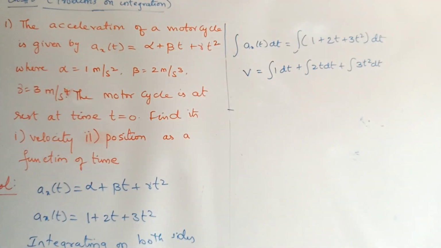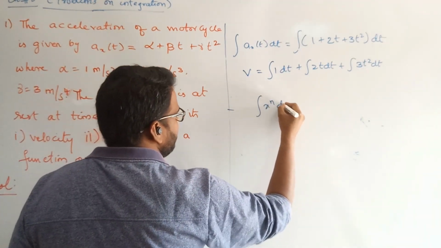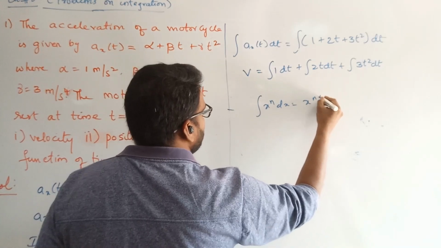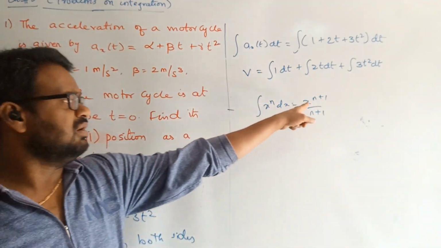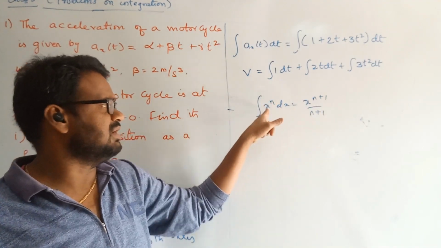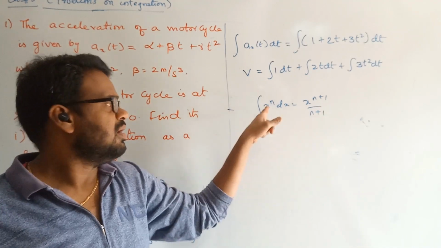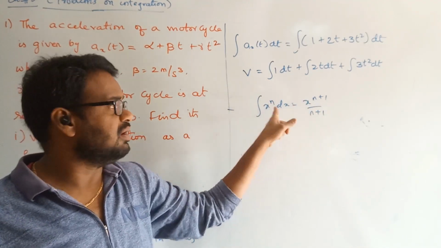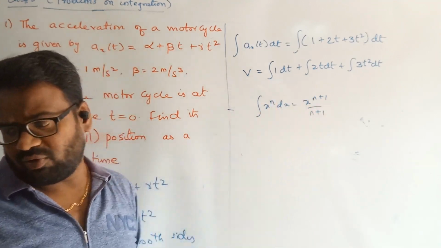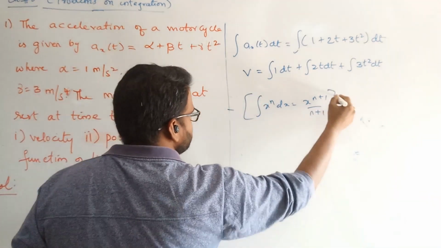You should know the formulas. What is the formula? Integration of x to the power of n dx is equal to x to the power of n plus 1 by n plus 1. If n is equal to 1, x square by 2. If it is x, integration of x dx is x square by 2. Then x cube by 3, x power 4 by 4, according to the power present. This is the formula. Let me keep it as is for reference purpose.